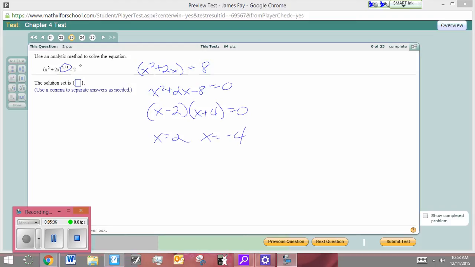I just got to make sure that when I plug back in, I get true statements. So when I plug in 2, I get 4 plus 4 is 8. The cube root of 8 is 2, so that works. When I plug negative 4 in, I get 16 plus negative 8, which is 8 again. Cube root of 8 is 2, so negative 4 works.